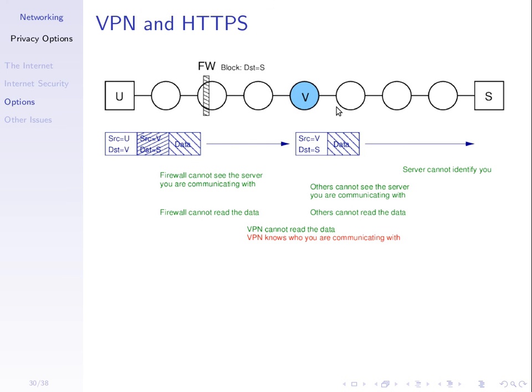When the VPN server sends this packet, the data is still encrypted. So someone here on this router cannot see the data. So we have confidentiality from source to destination. In fact, because you're using HTTPS, the data was encrypted at your computer. It will only be decrypted at the server, S. The VPN cannot read the data. But the VPN knows it is you contacting the server S. So we're almost there of providing all security features. The only limitation now is that we must trust the VPN server not to reveal who you're communicating with.